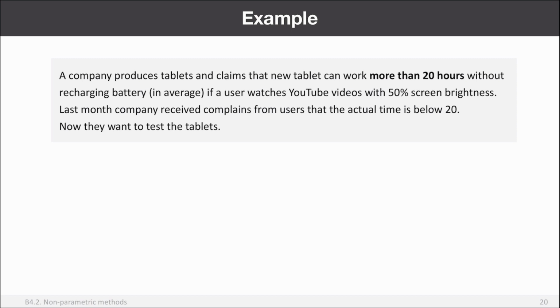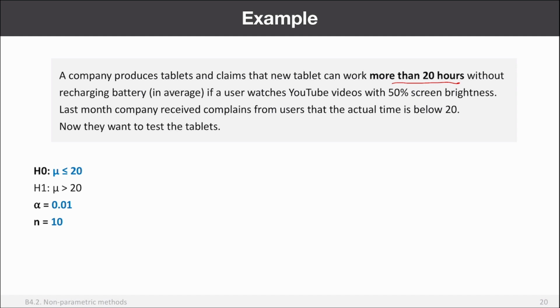Okay. So I used an example that I also used in the second learning sequence of block number 2. It's about tablets, about how long tablets can work without recharging, right? In this case, the company claims that they work more than 20 hours. Customers complain that it's not. So our goal is to find out if it's true or not.